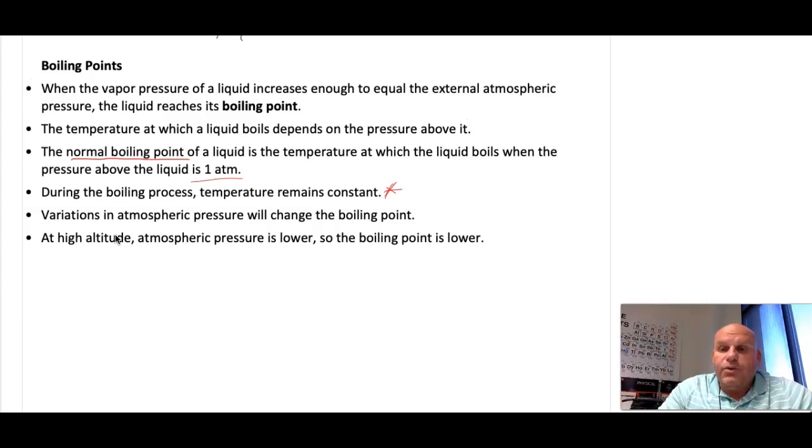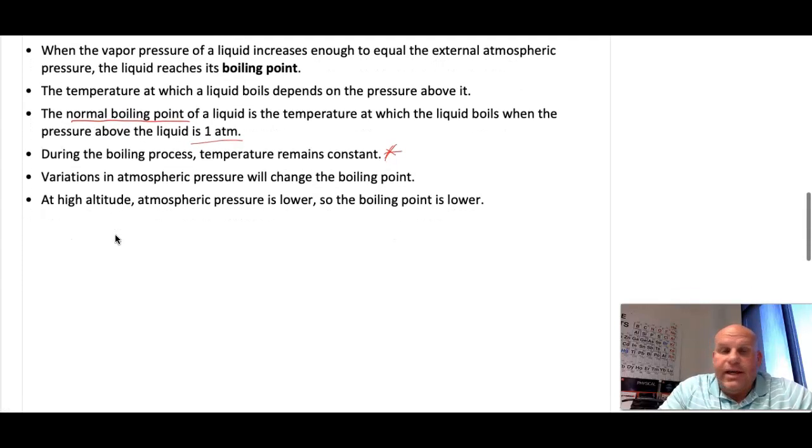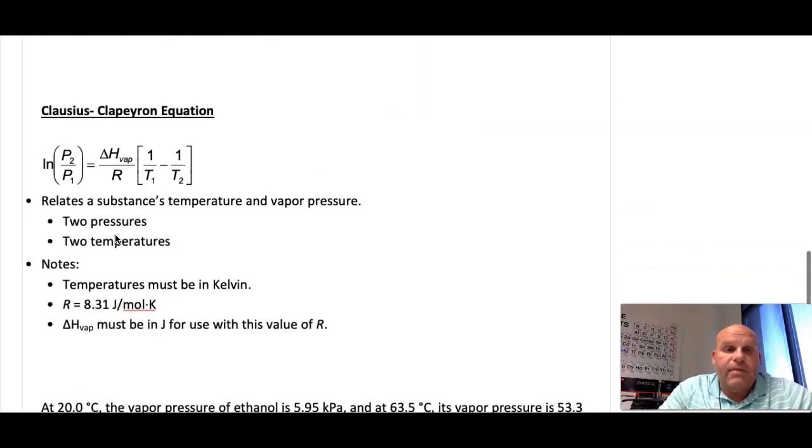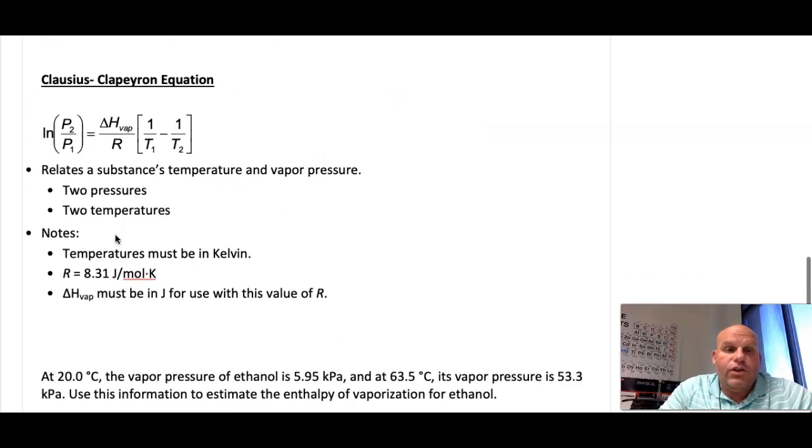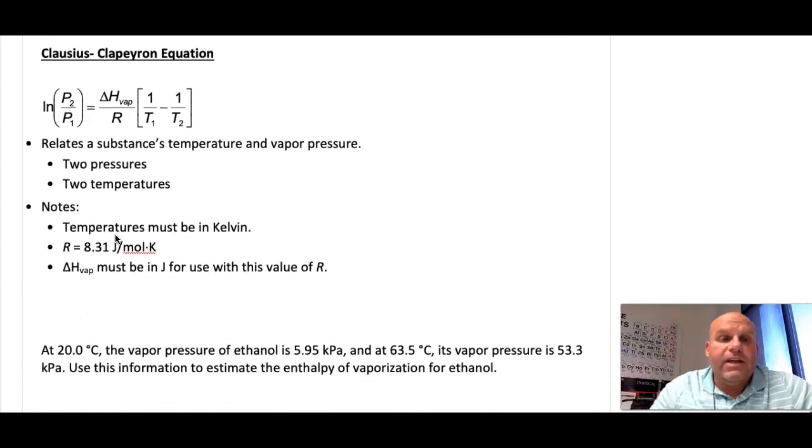So this relationship between vapor pressure and temperature is mathematically represented by the Clausius-Clapeyron equation, which you see here. It shows us the relationship between those pressure values and the temperatures at which the substance is held. We talked about how the vapor pressure is affected by the temperature, so as the temperature changes, that value is going to change too.